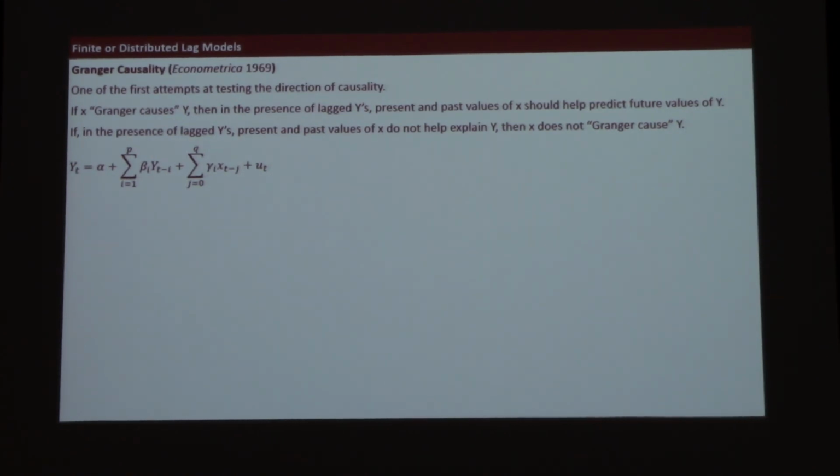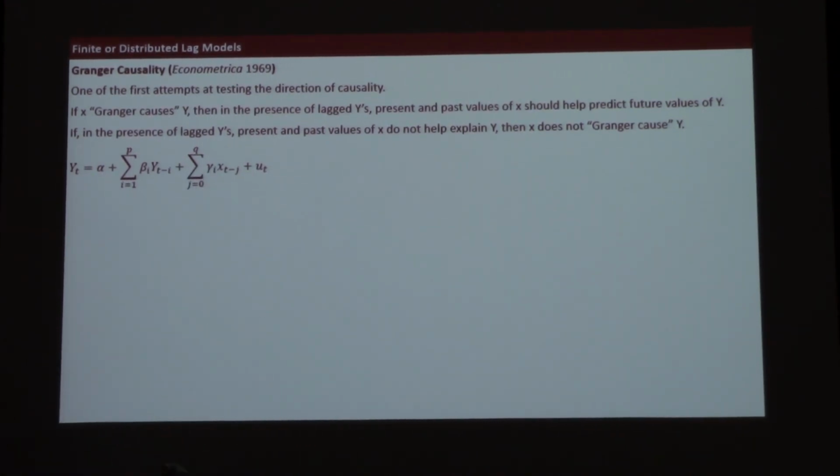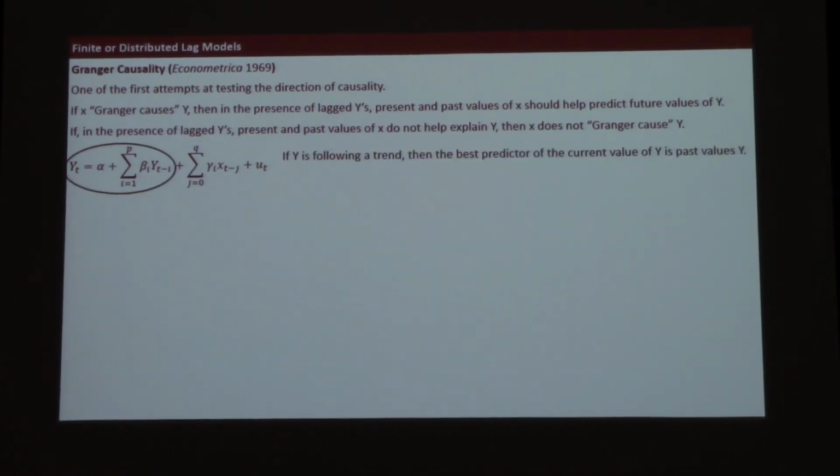So basically what Granger is saying, this is it. He won a Nobel Prize for this. I don't get it, but he won the Nobel Prize for this. If sales are just following a trend, then regress sales on past sales and on advertising, and all these coefficients, these gammas, should be statistically insignificant. That's it. That's Granger causality.